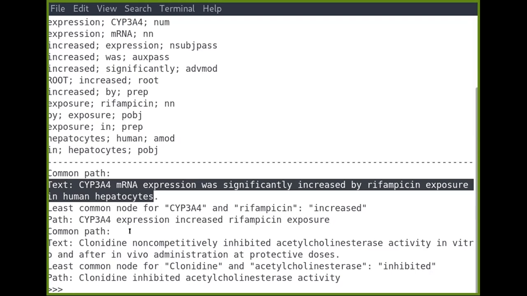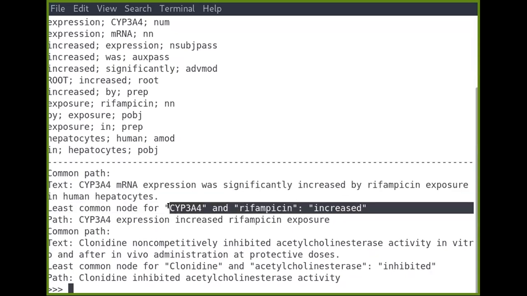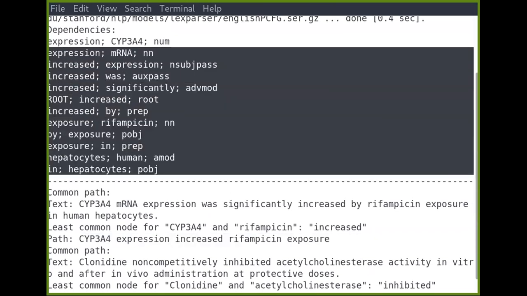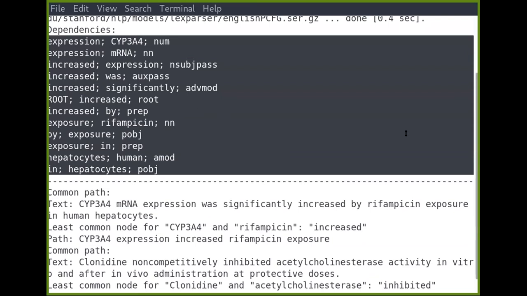Okay, so this is the sentence. This is the least common node for the drug and gene, which is "increased." And this is the path that's connecting them. This is also the dependency relations between each pair of words in the sentence.